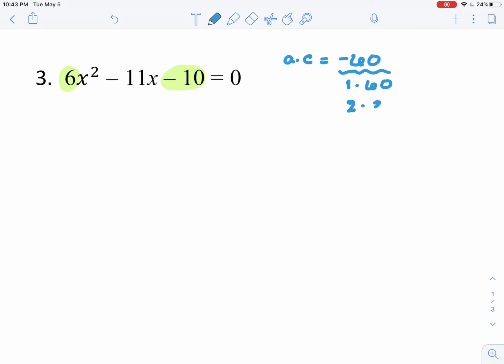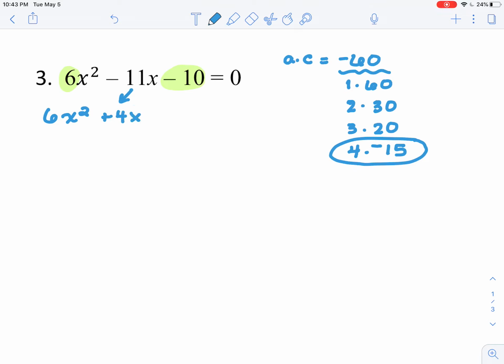So factors of 60: 1 times 60, 2 times 30, 3 times 20, 4 times 15. I'm going to stop there. I've found my factors. 4 times negative 15 is negative 60. 4 plus negative 15 is negative 11. So I found my pair of factors. Now I use them to rewrite the middle term. So I have 6x squared plus 4x minus 15x minus 10 equals 0.